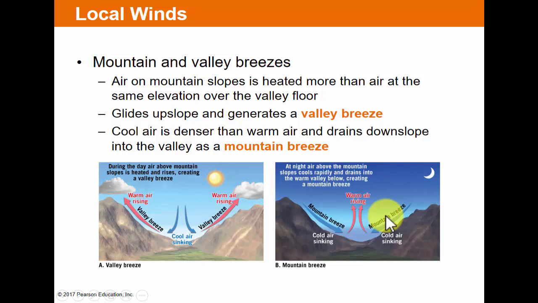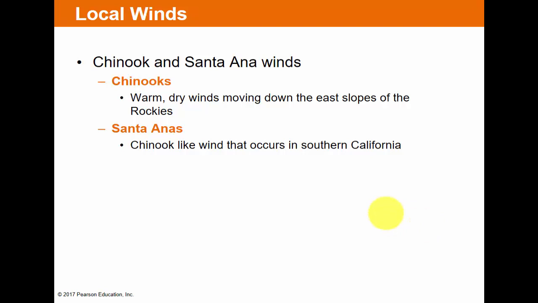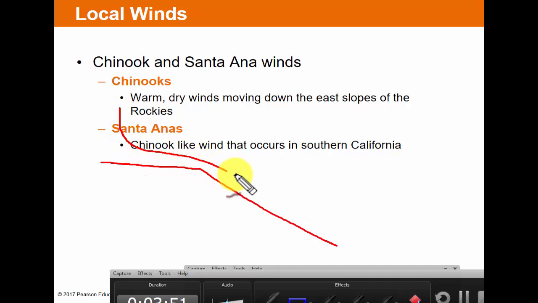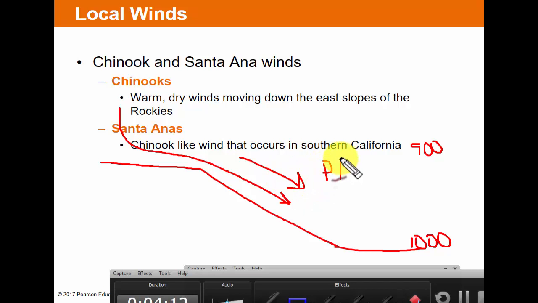Chinook winds and Santa Ana winds are essentially winds that are forced downslope. Let's just say this is our mountainside. Because those winds are forced downslope, as those winds go down, remember that pressure increases in the atmosphere. If this is sea level, pressure is 1,000 millibars down at sea level. That's average surface pressure, right? But the pressure may only be 900 millibars up here at the top of this mountain. And so as air is forced downslope, the pressure increases. And when pressure goes up, if you recall, temperature goes up. So as air is forced downslope, increasing pressure causes it to warm up.